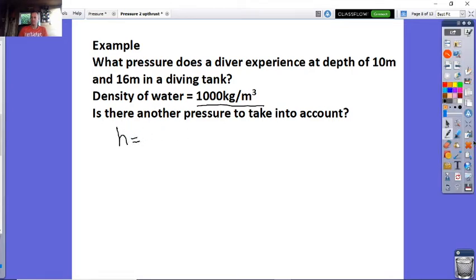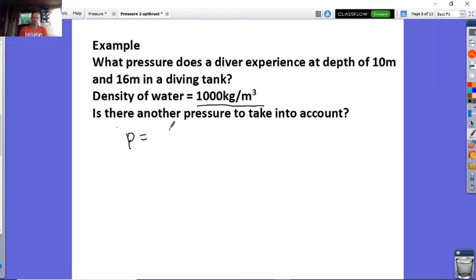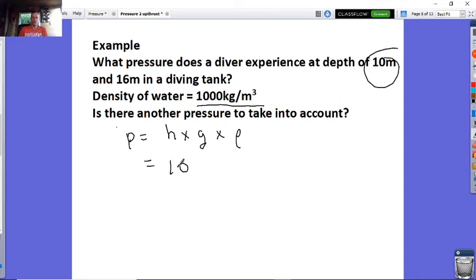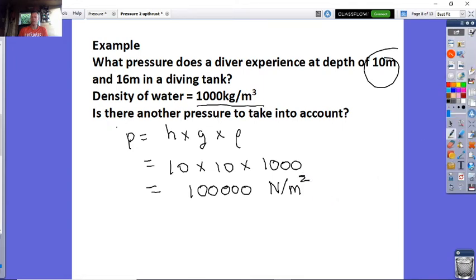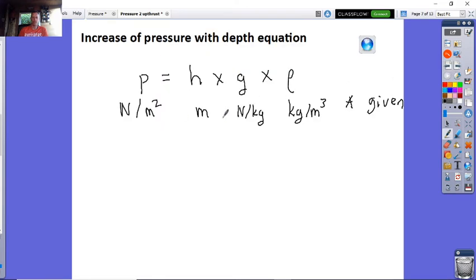The pressure is going to be H multiplied by G multiplied by rho. Therefore, the height in this one is 10. I'm going to take gravity as 10, and the density is going to be 1,000. So therefore that's going to be 1, 2, 3, 4, 5 zeros, and the unit is going to be newtons per meter squared, which goes back to my equation here in the units.